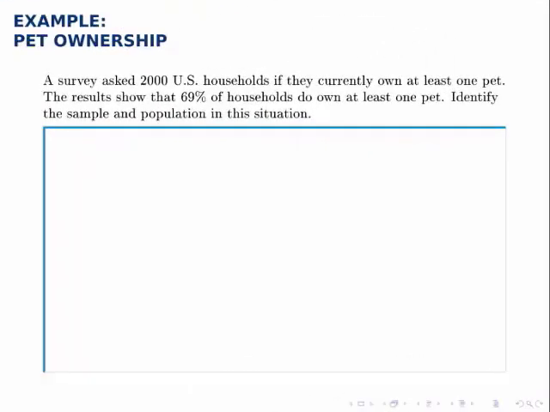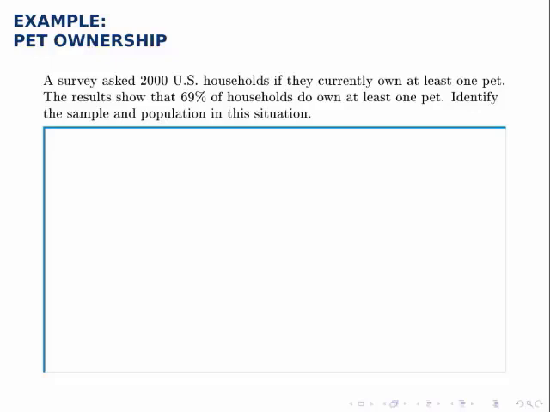Here we'll do a quick example where we identify the sample and the population in a survey. The question asks, a survey asked 2,000 U.S. households if they currently own at least one pet. The results show that 69% of households do own at least one pet. Identify the sample and the population in this situation.